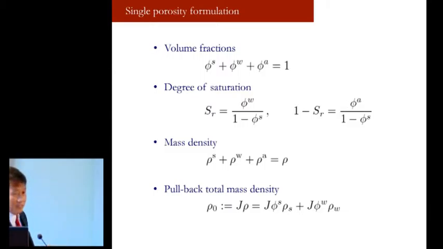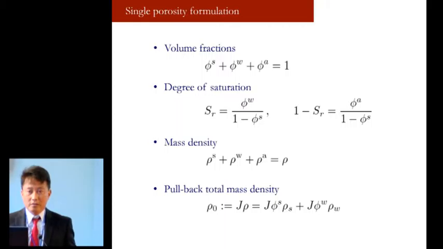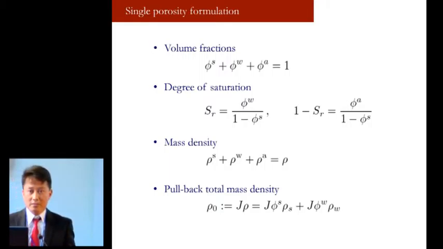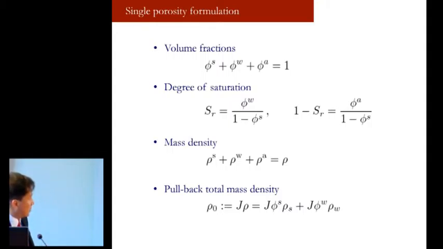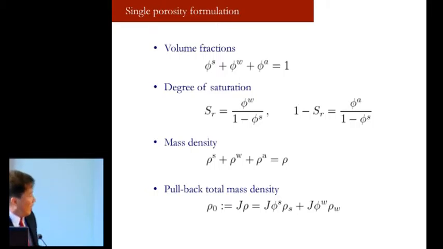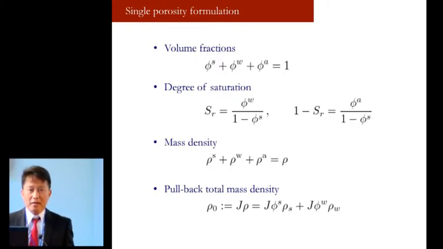Now, the mass density can also be added or partitioned using partial quantities. Rho^s, rho^w, and rho^a are the partial mass densities of solid, water, and air, respectively. And then finally, we have a pullback total mass density, which is nothing else but the current mass density pulled back by the Jacobian of the deformation of the solid phase. And here we recognize that the pullback mass density is actually not a constant, but it is variable, the reason being that there's relative flow taking place between the solid, water, and air.